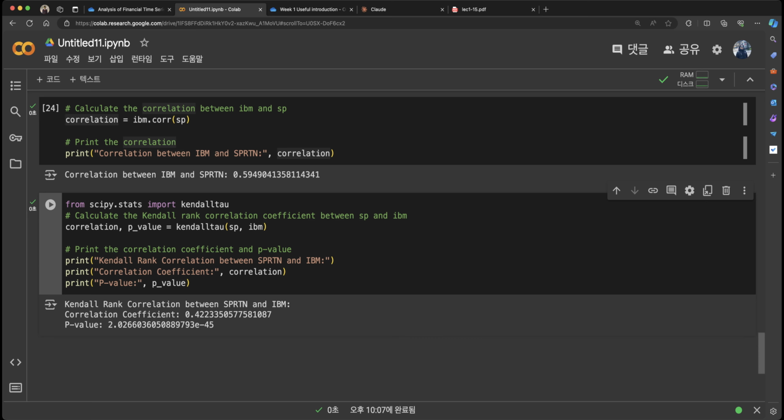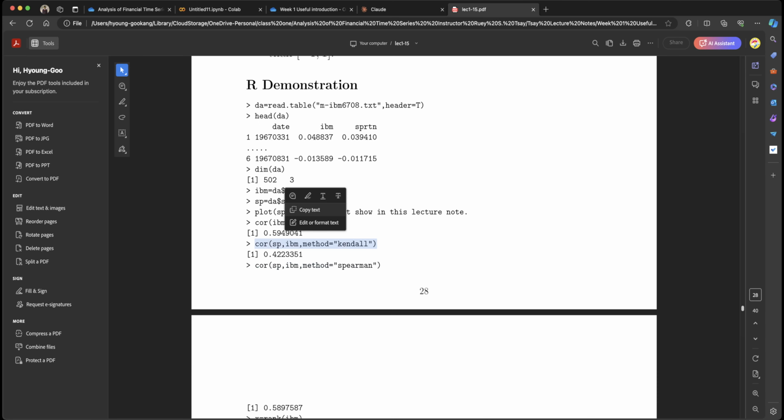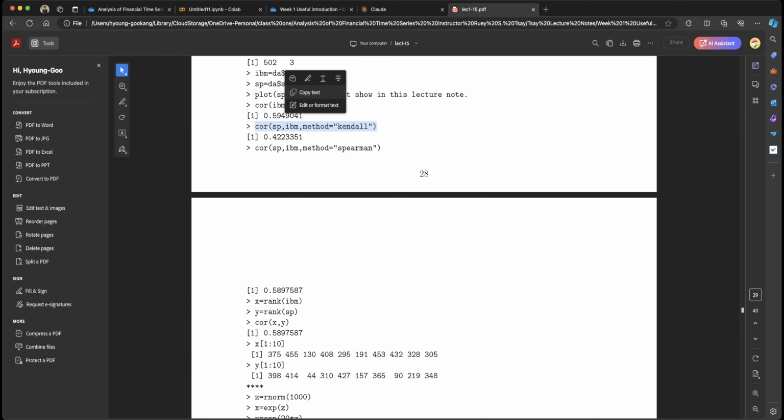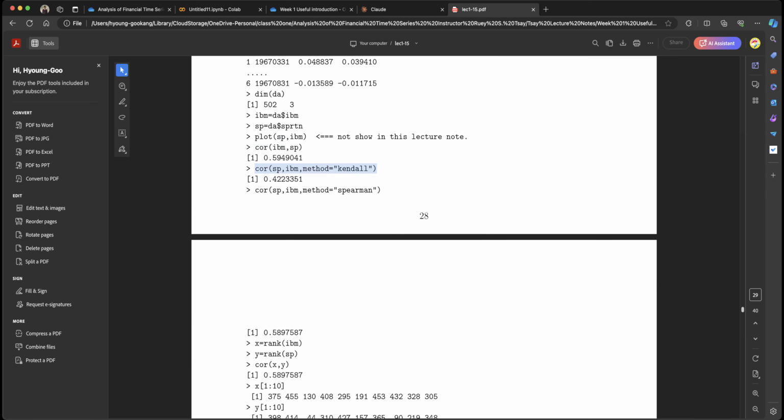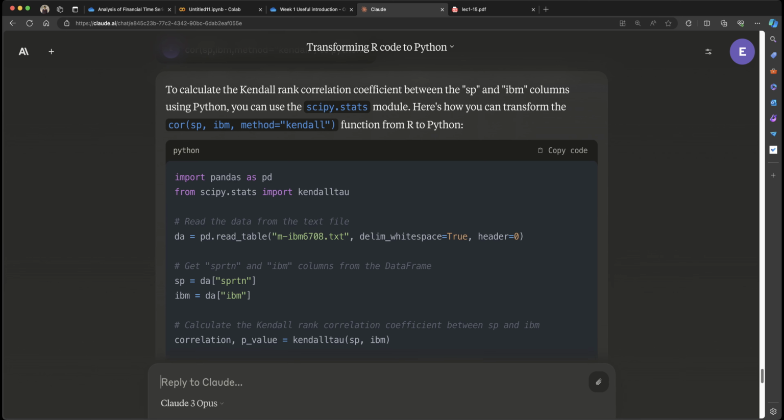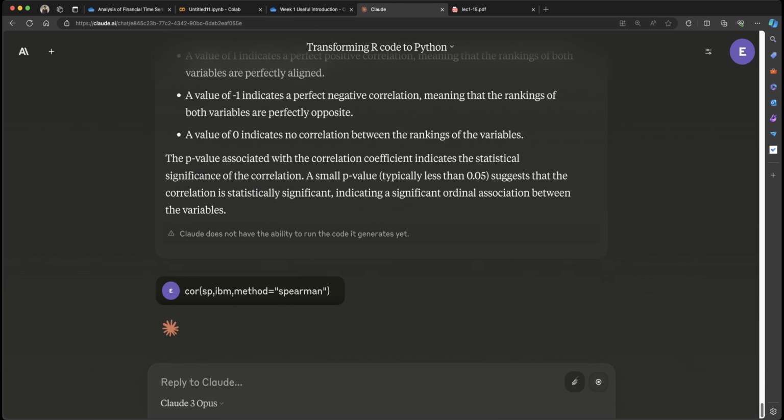In terms of Kendall correlation between IBM and S&P 100, when S&P goes up, IBM is likely to go up. When S&P goes down, IBM is likely to go down as well. Something like that. How about Spearman? Okay, there is Spearman. Now it is fine-tuned, so let me just copy this one.